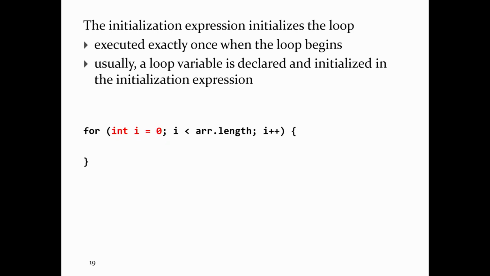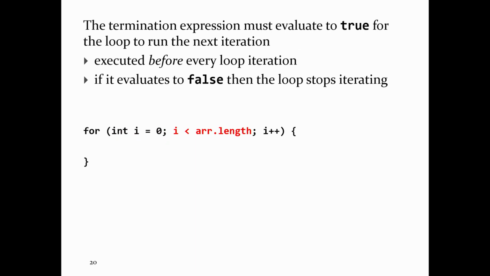Initialization expression, that's the thing that initializes the loop. So the first time that line of code runs, when you get to the for statement, the int i equals 0 runs once. Termination expression, that's the second part.